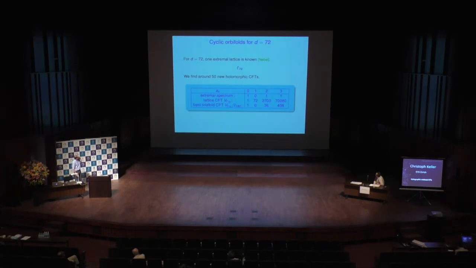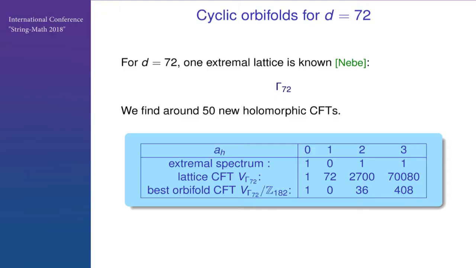And then let's talk about D equals 72. In that case, a single extremal lattice is known, and again, at least a subgroup of the automorphism group of this lattice is also known. And again, what we did is we scanned over all cyclic subgroups of this lattice, and we constructed the non-anomalous orbifolds. And again, here you can see our best result. It has no spin 1 states, 36 spin 2 states, and 408 spin 3 states. The original unorbifolded CFT has 72, 2700, and about 70,000 spin 3 states.